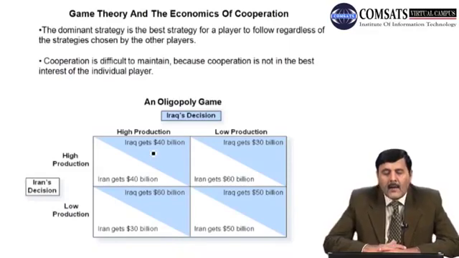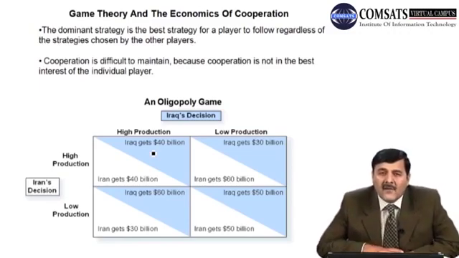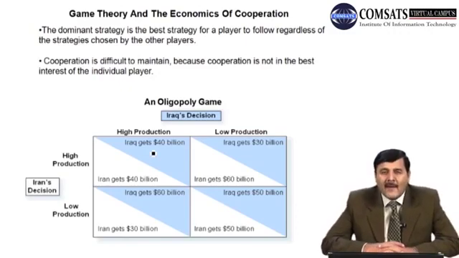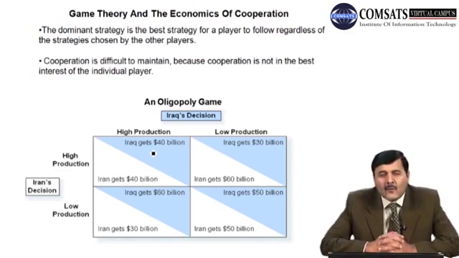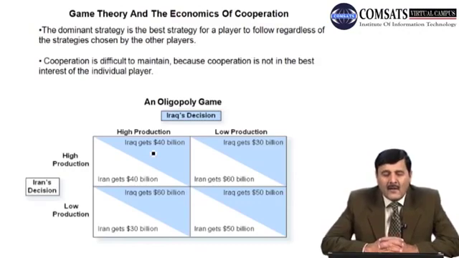Now, when we talk about game theory and the economics of cooperation, here there is a concept of dominant strategy. Now, dominant strategy is the best strategy for the player to follow regardless of the strategies chosen by the other players. So the strategy which he or she is going to select is the dominant strategy. He doesn't care about whatever strategy the other player is going to adopt, right? So that strategy is known as the dominant strategy.